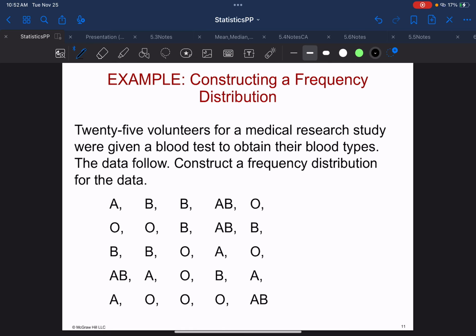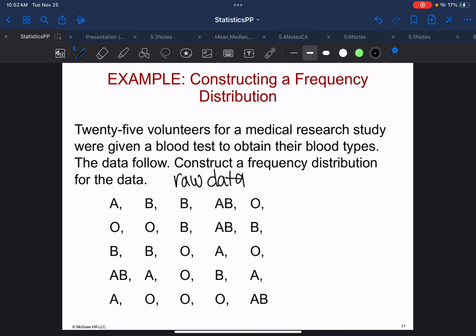This example says that 25 volunteers for a medical research study were given a blood test to obtain their blood types. The data follows. Construct a frequency distribution for the data. This is our raw data, all the blood types from the 25 volunteers. This would be our sample for our study, the 25 volunteers.